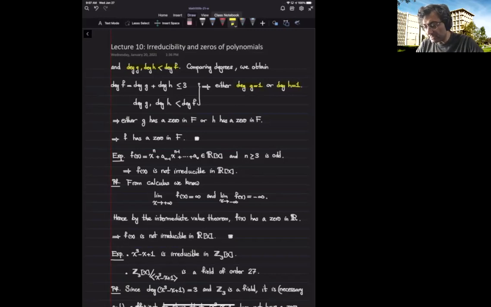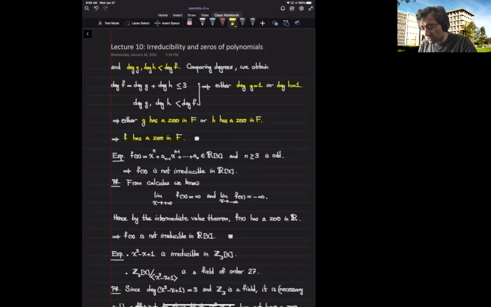So that means either g has a 0 or h has a 0 inside the field. But both of them divide f, small f. So a 0 of g is also a 0 of f. So in either case, from both of them we can deduce that f has a 0 inside the same field. And that's exactly what we wanted to show. So assuming that small f is not irreducible and it has degree 2 or 3, we deduce that it has a 0 inside the field.